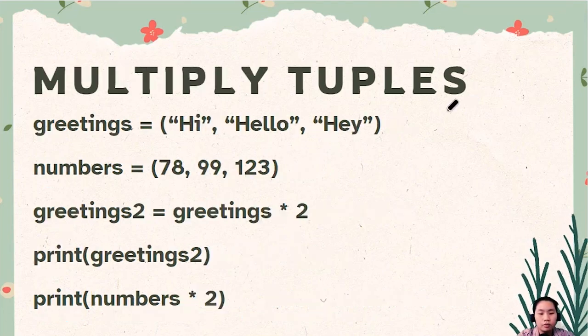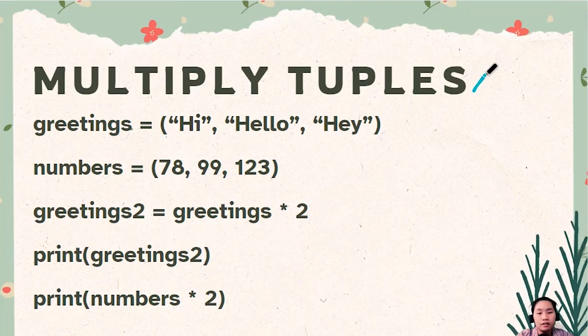Next up, multiplying tuples, which is a little bit different from joining them, because when you join them, it's kind of just like adding them, and all of the values that you join stay in one place together. But with multiplying tuples, it's more accurate to say that this is duplication, okay?